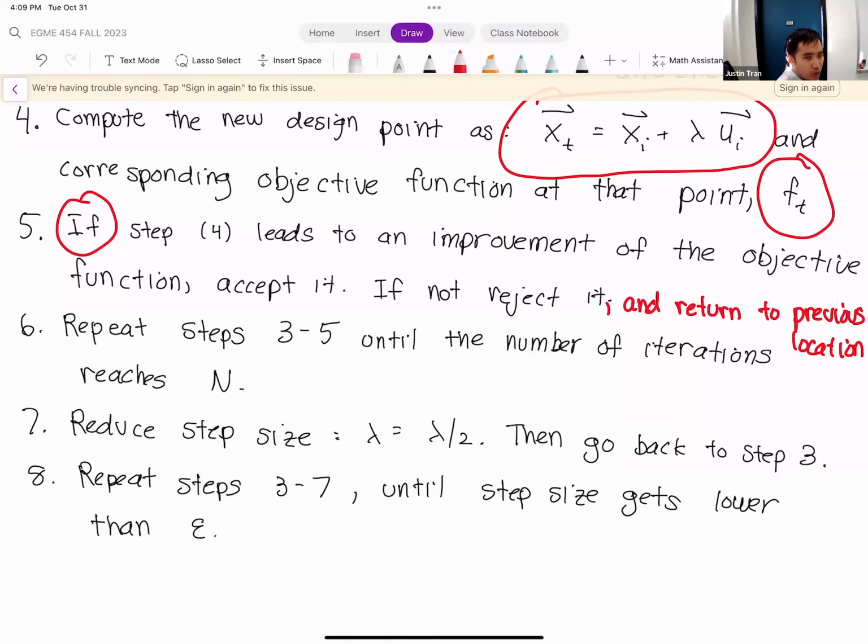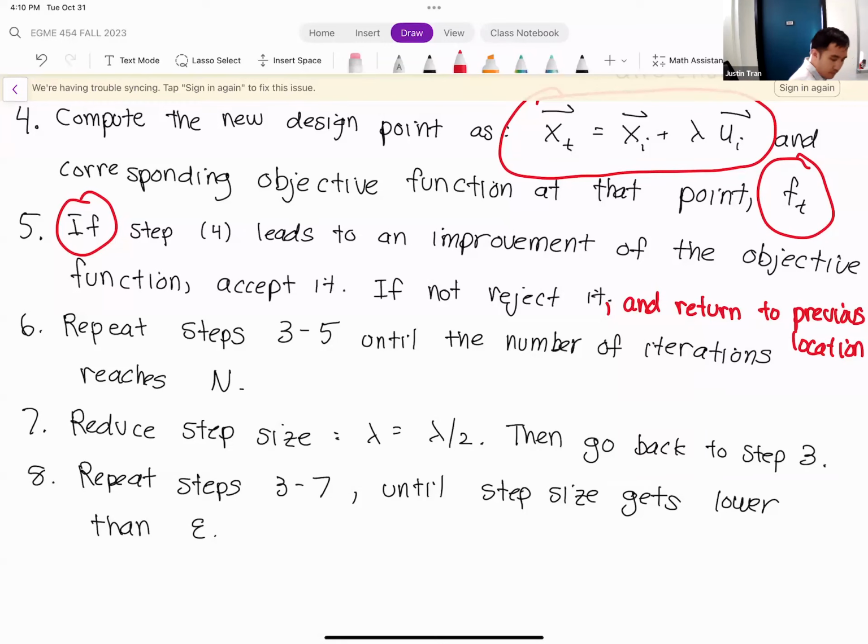And so as we get closer and closer to the optimum, we should reduce our step size to make sure that we're not overshooting the optimum, or taking too big of steps. And so we're going to reduce the step size, and then we're going to go back to step 3. Then we're going to repeat this until our step size gets too low.